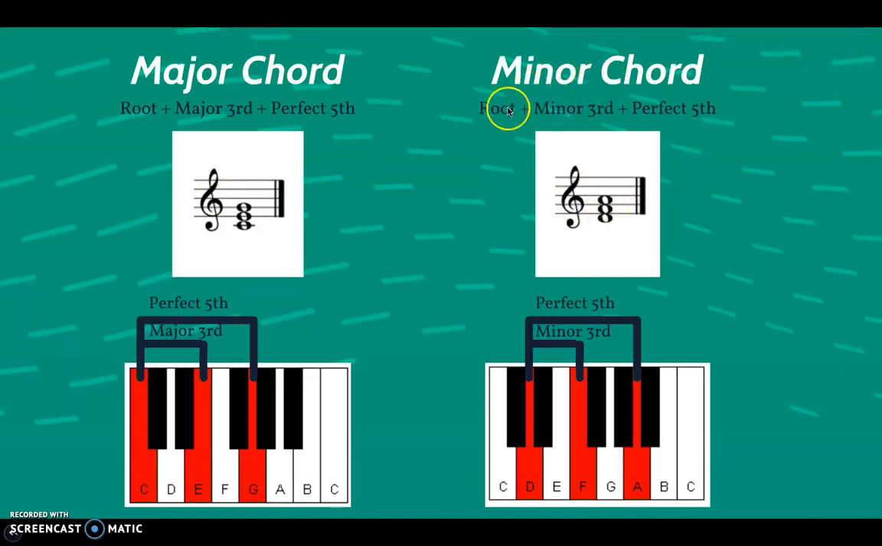Here we have the minor chord, which is built with, again, the root, minor third, and perfect fifth. Here's the relationship between D and F, and then the relationship between D and A, creating that sad or mysterious minor sound.